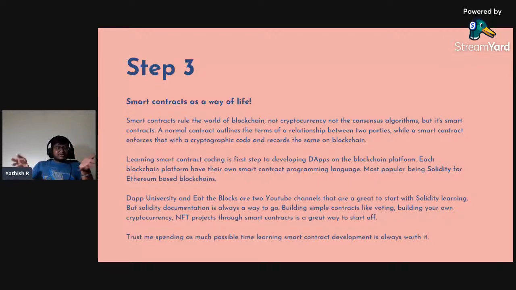So learning smart contracts is the first step in developing dApps, that is decentralized applications on a blockchain platform. Each blockchain platform has its own smart contract programming language. So we use Solidity for Ethereum. There are different kinds of languages being used on different platforms, but let's stick to Solidity because Solidity is the base for you guys to get started. The resources that I suggest for learning Solidity are Tap University and Eat the Blocks.